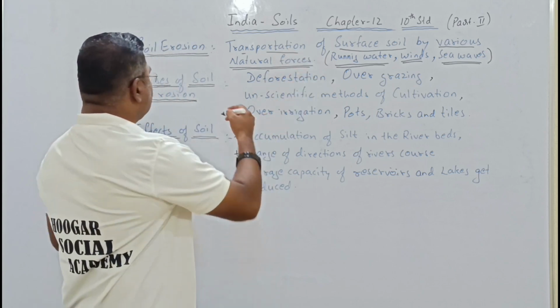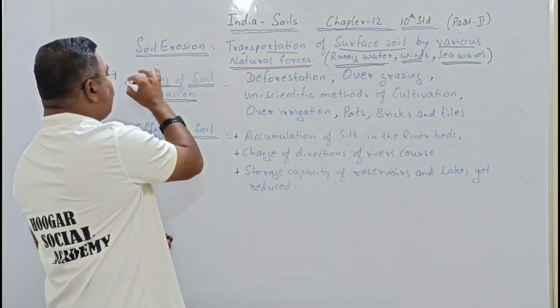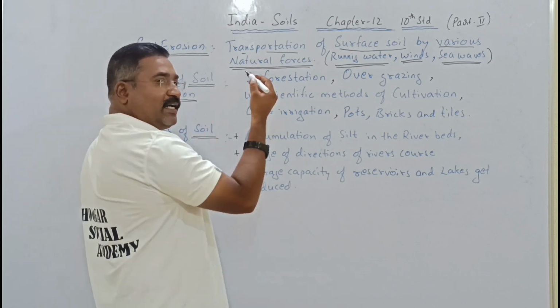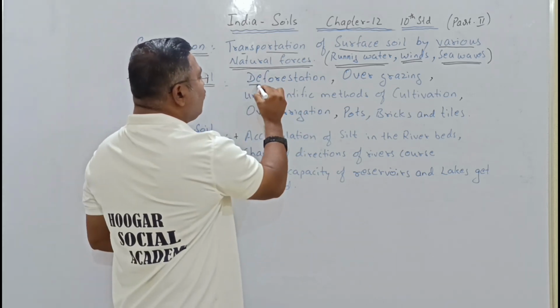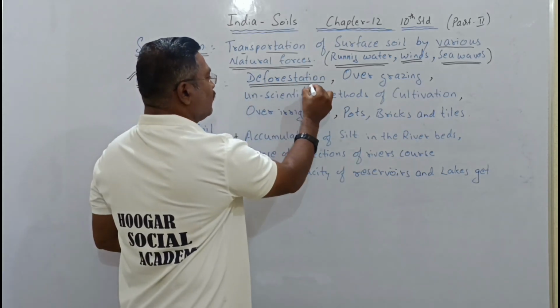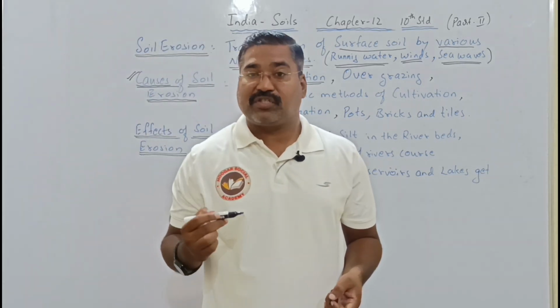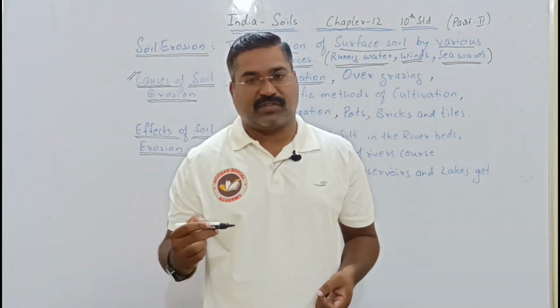Now why does this soil erosion happen? What are the different causes for it? In that, the first cause is deforestation. Nowadays we are seeing these things: more than afforestation, we are giving importance to deforestation.